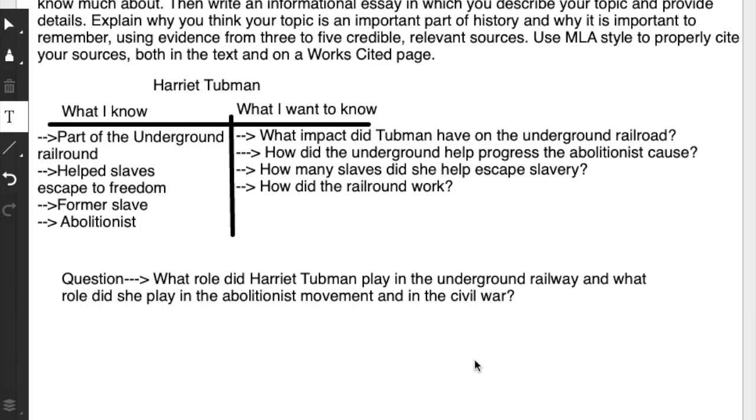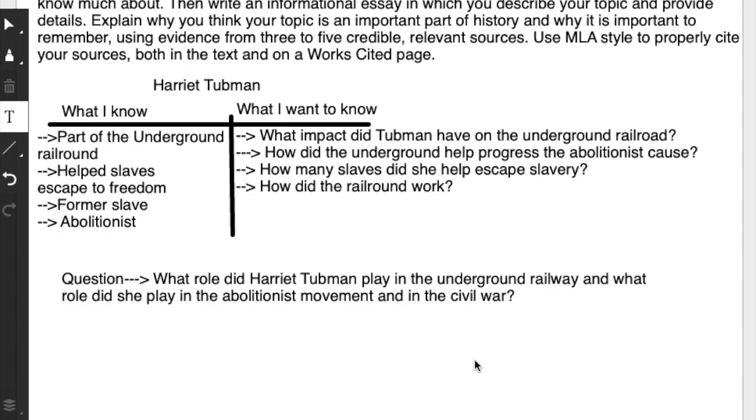How did the Underground help progress the abolitionist cause? I know she was an abolitionist. I know she was super involved in that movement. So I'm curious if they worked together, if the Underground helped progress that cause through rescuing slaves from slavery. And then I want to know how many slaves did she help escape, and then I want to know how it worked.